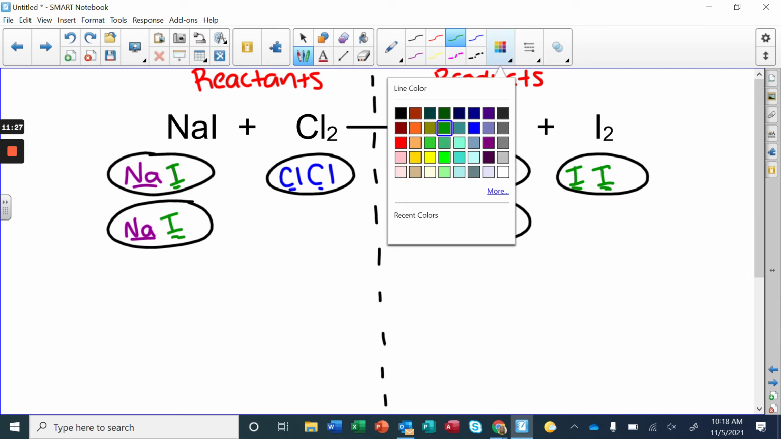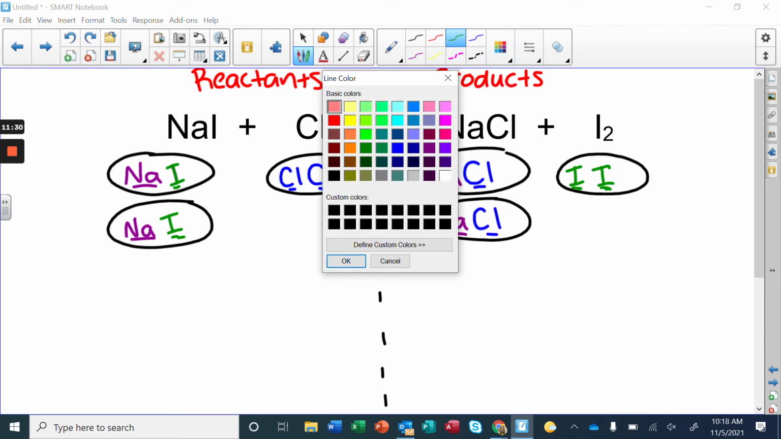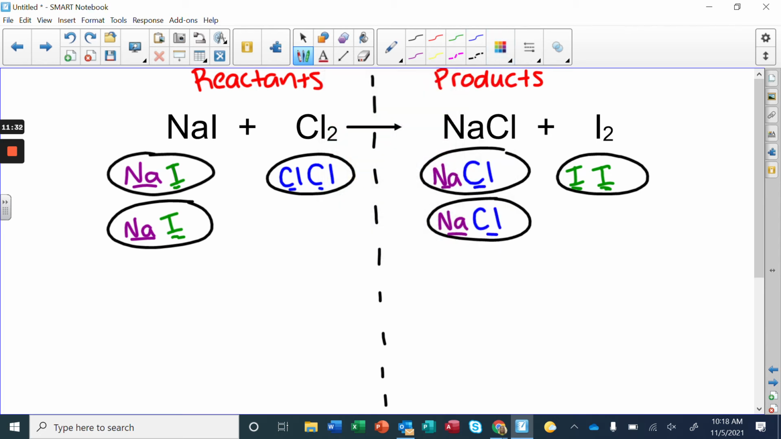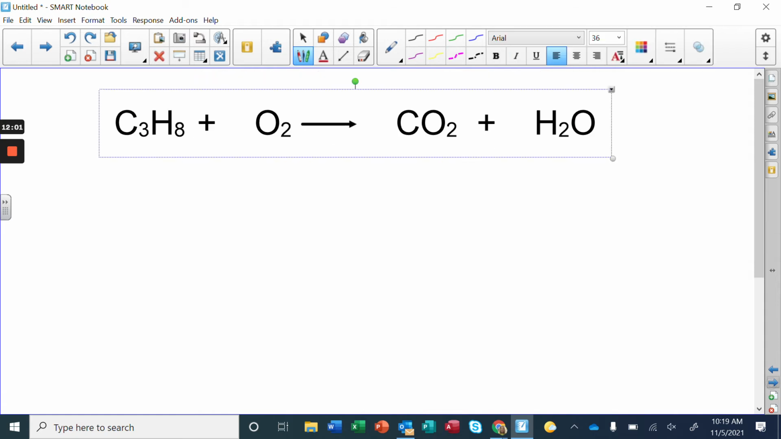So we just need to go ahead and add in our coefficients. We count 1, 2. So a 2 in front of sodium iodide. We have 1 for Cl2. So I'll put a 1 here. Remember, you don't have to write them. I have 2 in front of sodium chloride and 1 in front of iodide. And we have a balanced chemical reaction. Just a couple more, and then we'll be good.